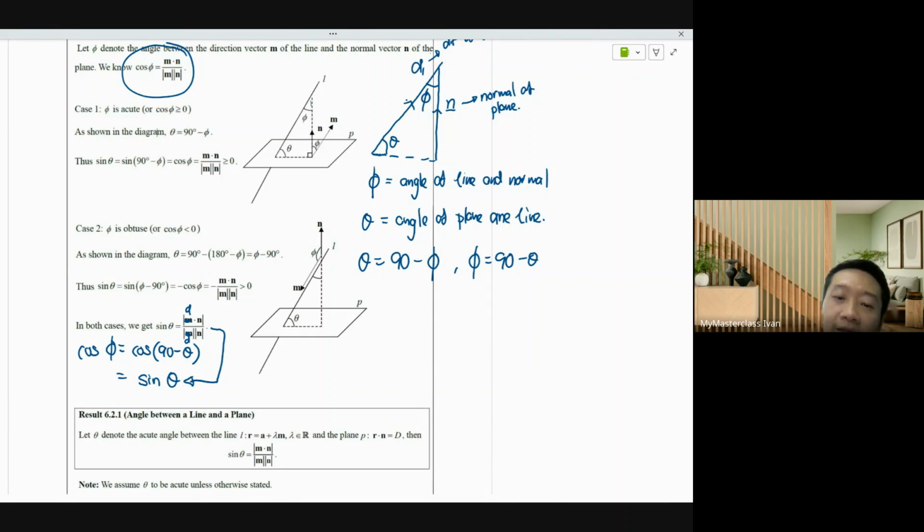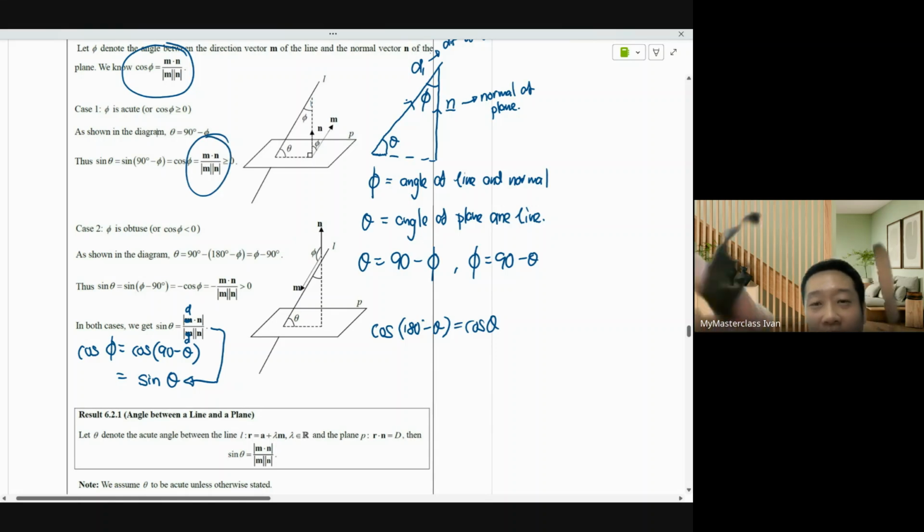No, actually it doesn't matter, because in secondary school, cosine of 180 degrees minus theta equals cosine theta. So whatever you get here and whatever you get here will be the same. Basically, don't need to worry about these two. It doesn't matter whether it is case one or case two. We just take away the modulus. Sorry, I don't want to make it confusing for you.